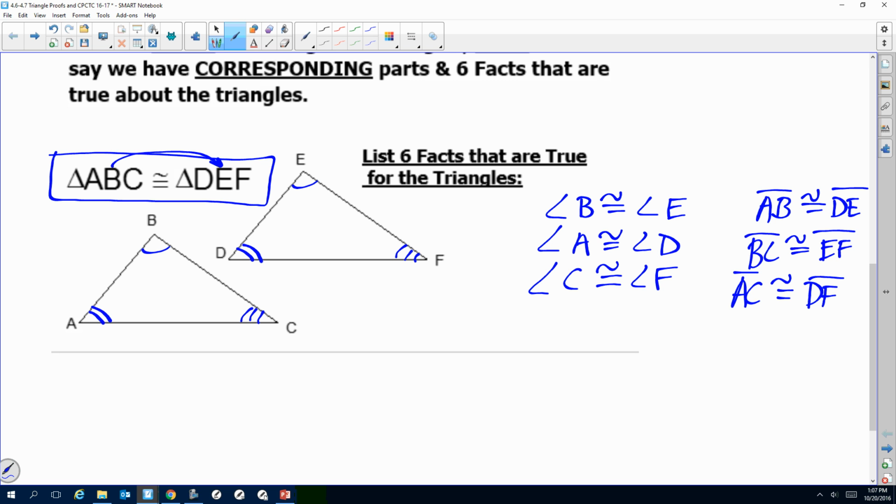Then we're going to do the same thing with the sides. AB and DE, that would be one tick mark. BC and DE, or EF, excuse me. I knew that was going to happen. That's showing the other.